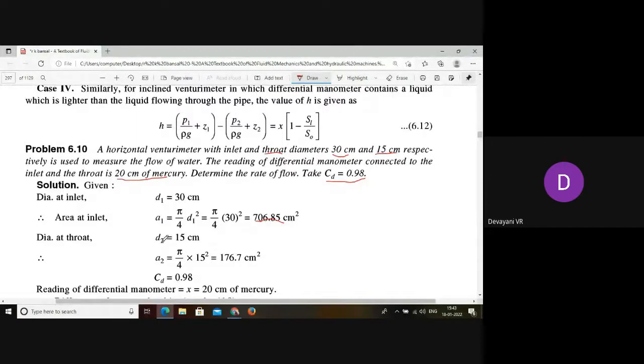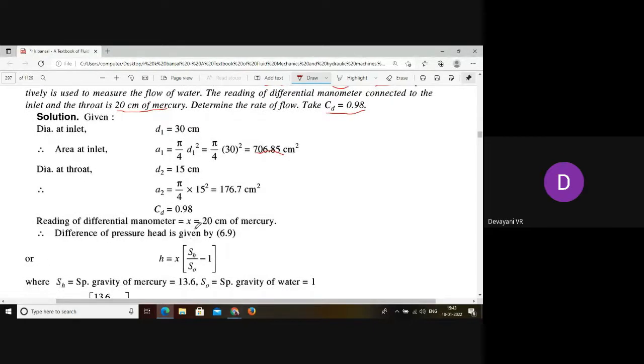And then D2 is given as 15 centimeters. Then the area A2 equals pi by 4 into 15 square, and the value is 176.7 centimeters square. And the other data, CD is given as 0.98, and the difference in the manometer is given as x equals 20 centimeters of mercury.